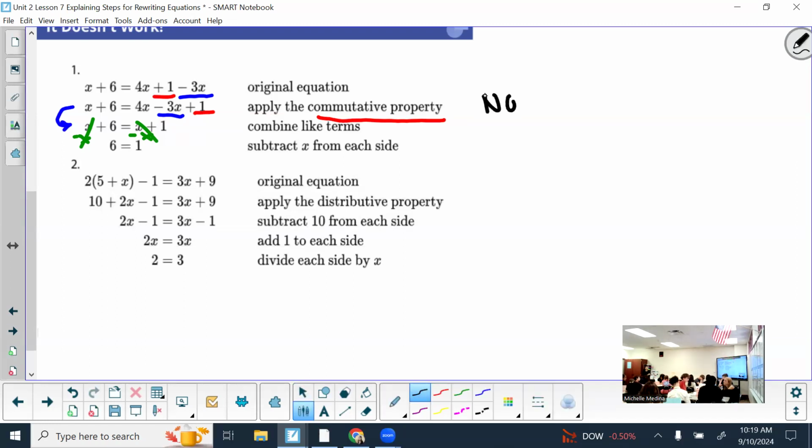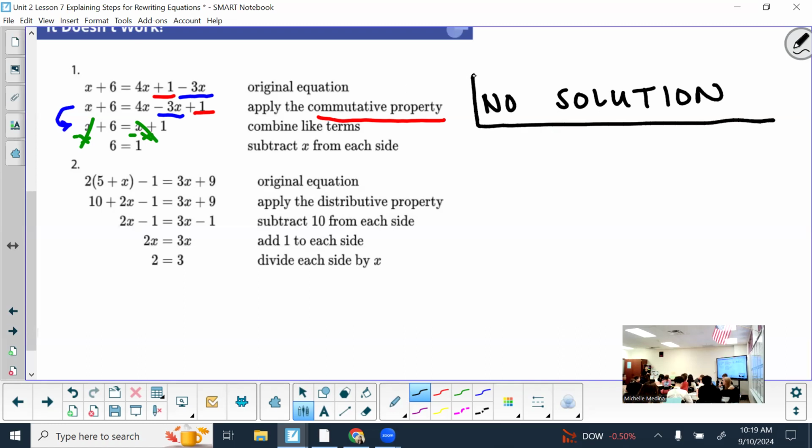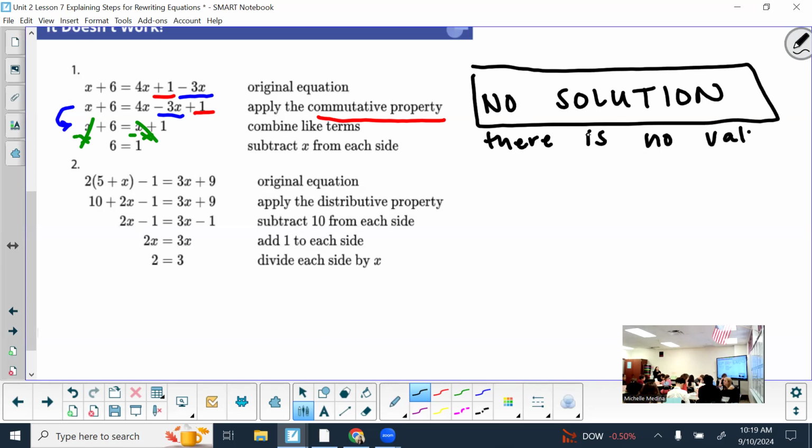So this is what it looks like when it has no solution. First, double check that you did all the work right. But if you still get something that is not true, 6 does not equal 1, that's a no solution. There is no value of x that would make it true. All right, questions on that?